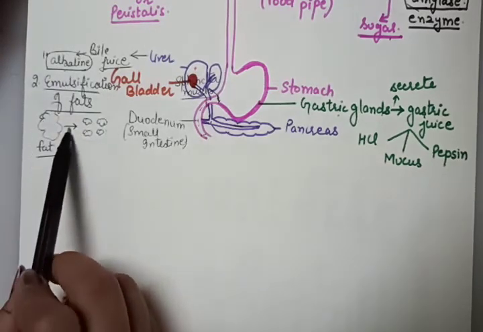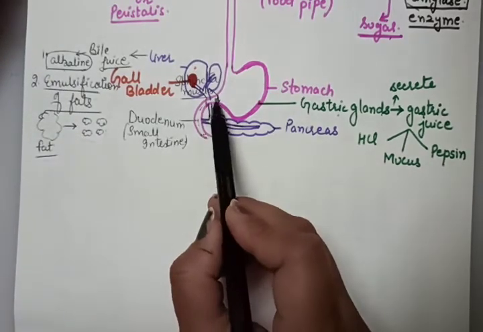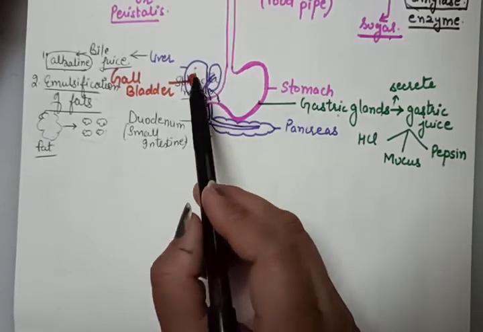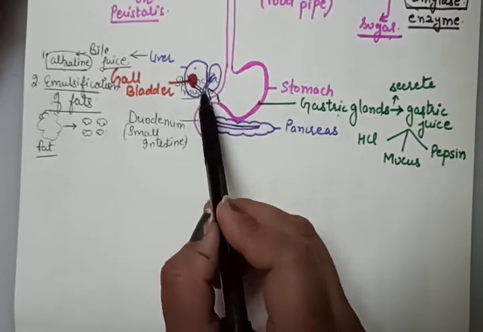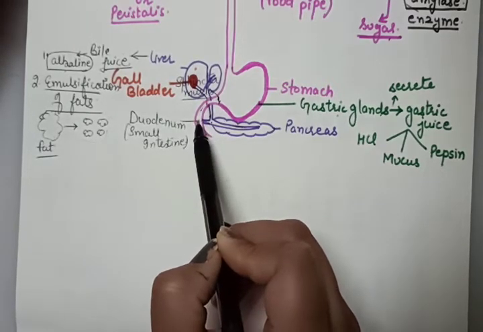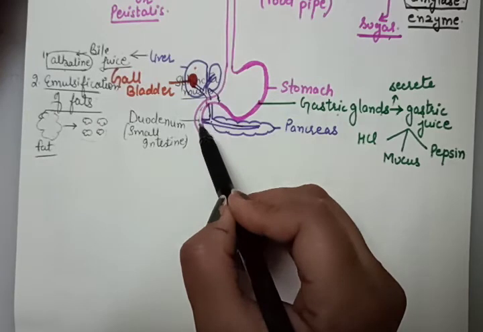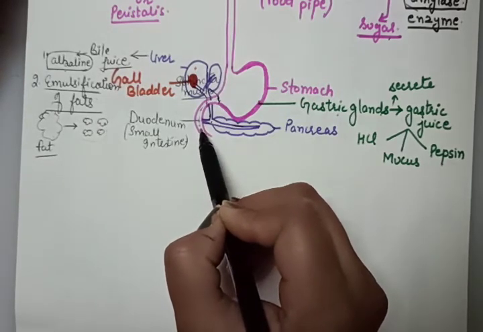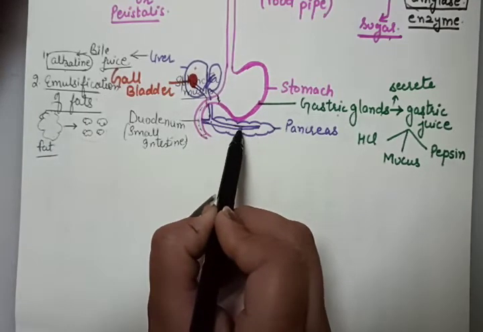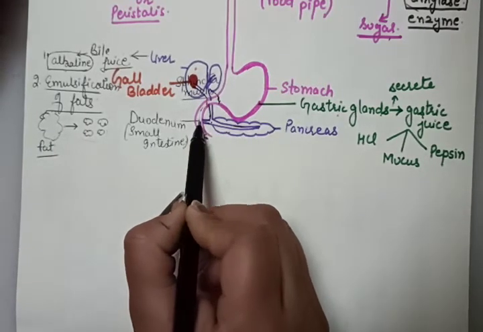Where does this whole process occur? Beta ji, this whole process occurs here in the duodenum only. The liver secretes its bile juice through this duct into the small intestine. So here the medium becomes alkaline and the emulsification of fats is done. Now here it is also receiving the secretion from the pancreas.